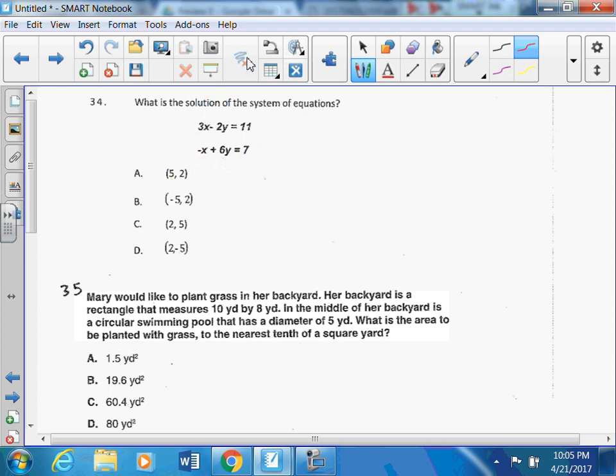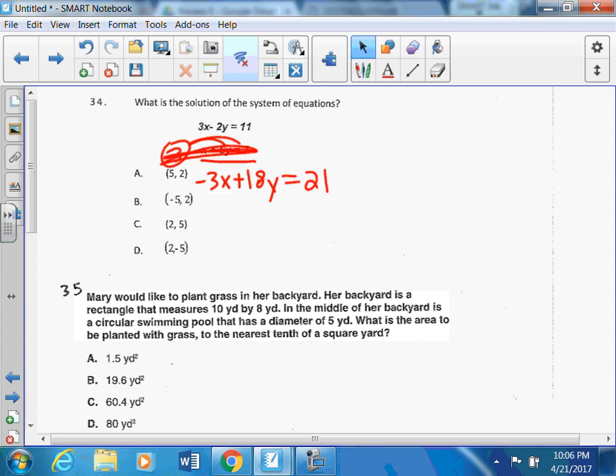Now, let's say we want to solve it, though, by elimination or substitution. I'm going to do elimination. I'm going to multiply this second equation by 3, so we get negative 3x. Multiply the 3 with the 6y, you get 18y. And multiply the 3 with 7, you get 21. So now this equation is gone.